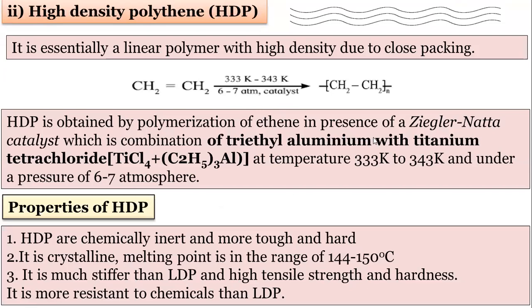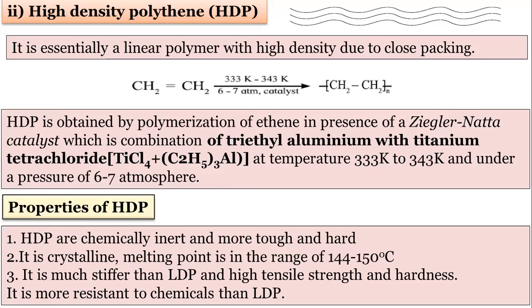See here, I have given what is meant by Ziegler-Natta catalyst. Ziegler-Natta catalyst is a combination of triethyl aluminum with titanium tetrachloride. See in the bracket, the combination is given: triethyl aluminum plus titanium tetrachloride. This combination is many times asked in the board exam. Remember, what is the combination of Ziegler-Natta catalyst? And it is used for the preparation of high density polythene, not for low density polythene.